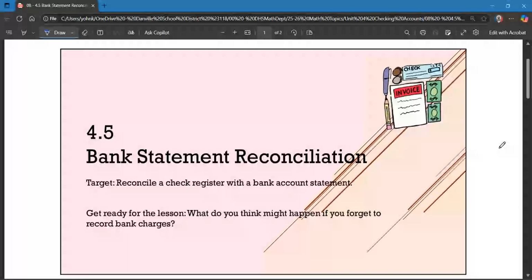Hey kids, welcome to section 4.5, Bank Statement Reconciliation. Today we're going to learn how to reconcile a check register with a bank account statement.